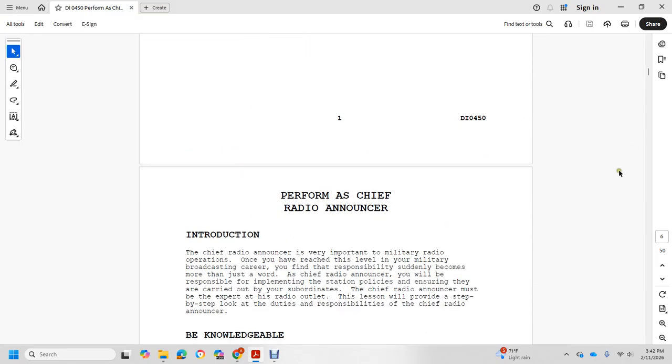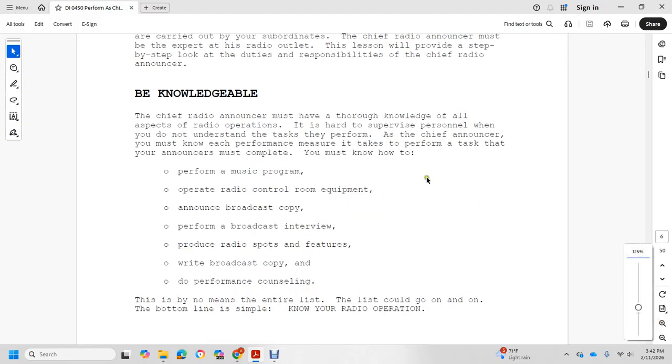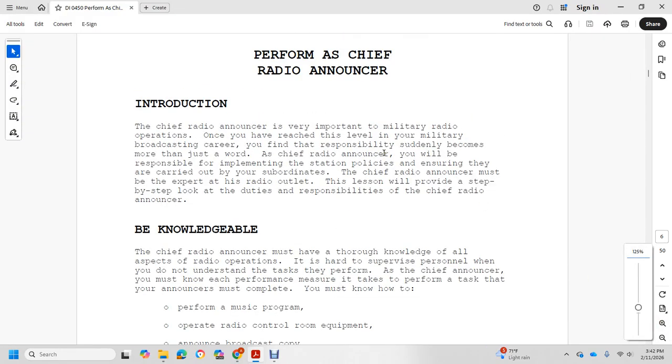Performing as a chief radio announcer. The chief radio announcer is very important to military radio operation. Once you've reached this level in your military broadcasting career, you will find the responsibility becomes more than just a word. As a chief radio announcer, you will be responsible for implementing station policies and ensuring that they are carried out by your subordinates. A chief radio announcer must be an expert at his radio outlet. This lesson will provide a step-by-step look at the duties and responsibilities of the chief radio announcer.